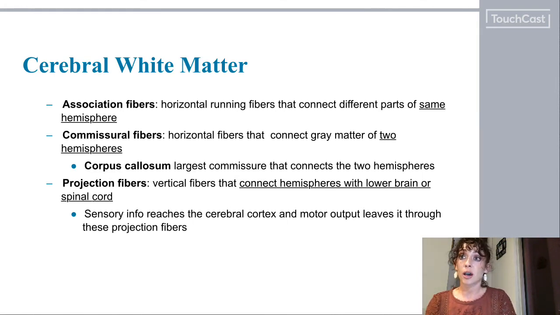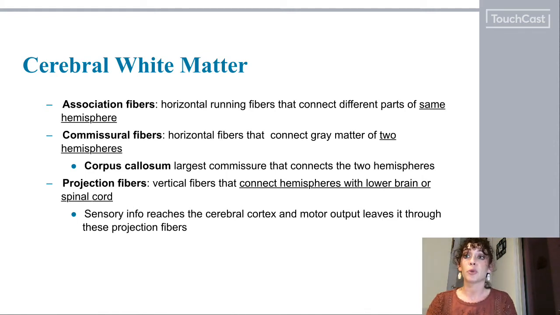The largest commissural fiber that we have is called our corpus callosum, which connects the two hemispheres. You can actually have developmental issues with your corpus callosum, so it could fail to fuse. Meaning our left and our right sides are not able to communicate at certain areas.